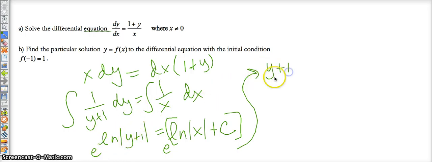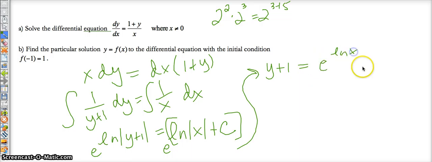So if I do, up top, e to the natural log of y plus 1 is simply y plus 1. And then e to the natural log of x plus c does not become e to the natural log of x plus e to the c. If you go back to your little rules for exponents, if I have 2 squared times 2 to the third, that's equal to 2 to the 2 plus 3. So if I have the sum of two things and I want to go backwards, I can rewrite it as a product. So this is going to be equal to e to the natural log of x times e to the c. Now e to the natural log of anything is anything, because e to the natural log of y plus 1 is simply y plus 1.